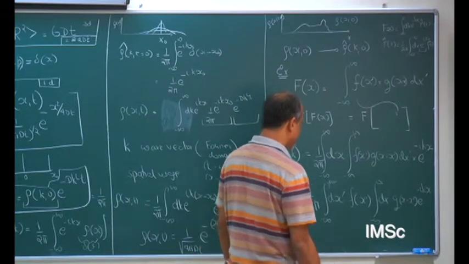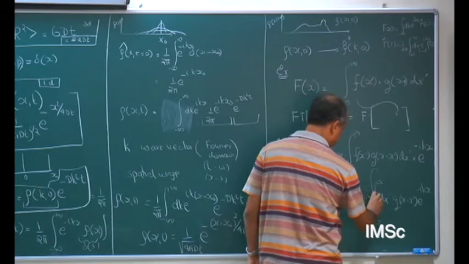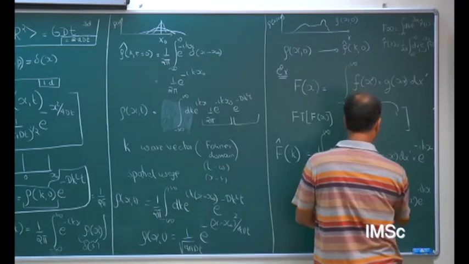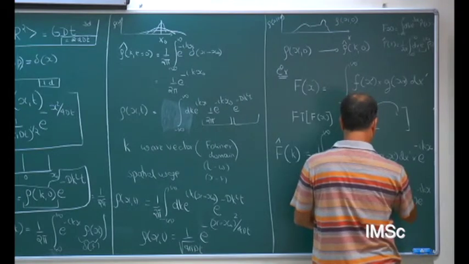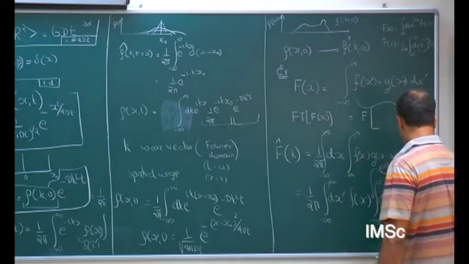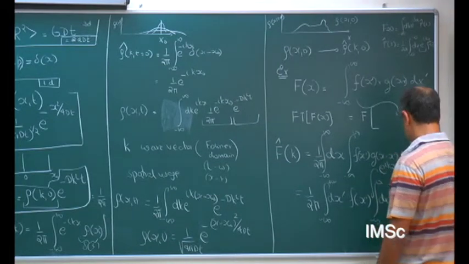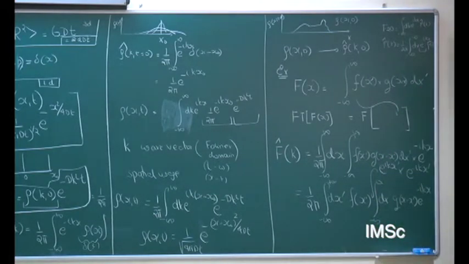Now what I am going to do here is multiply by a similar looking factor. Over here I am going to multiply by e to the power i k x prime, and over here I am going to multiply by e to the power minus i k x prime. This is just the same thing. This is just multiplying by 1, which is e to the power i k x prime times e to the power minus i k x prime.